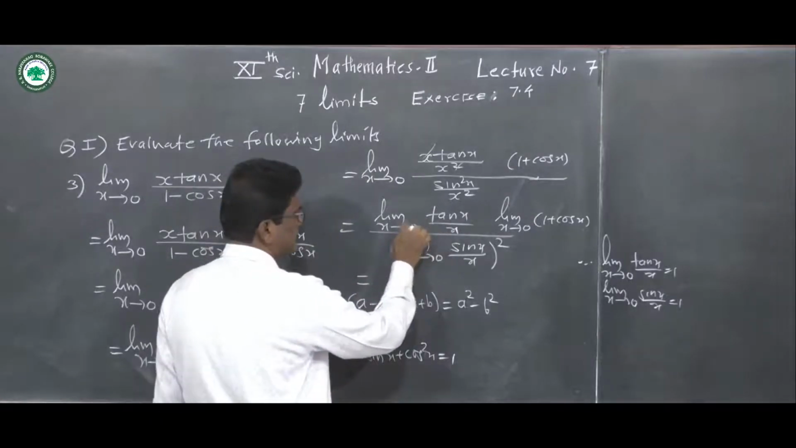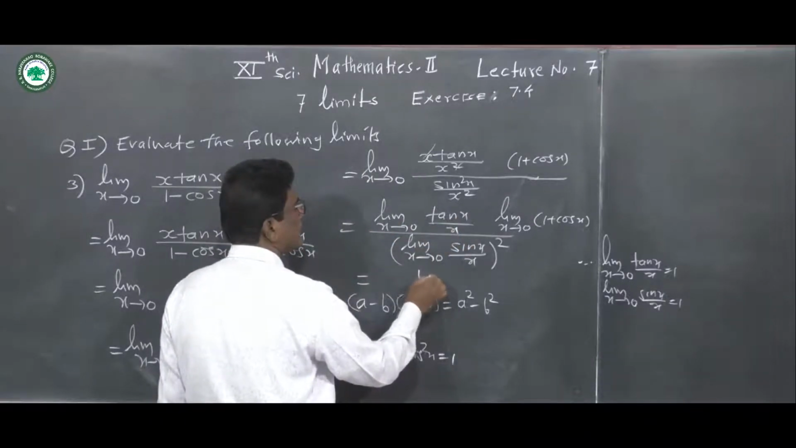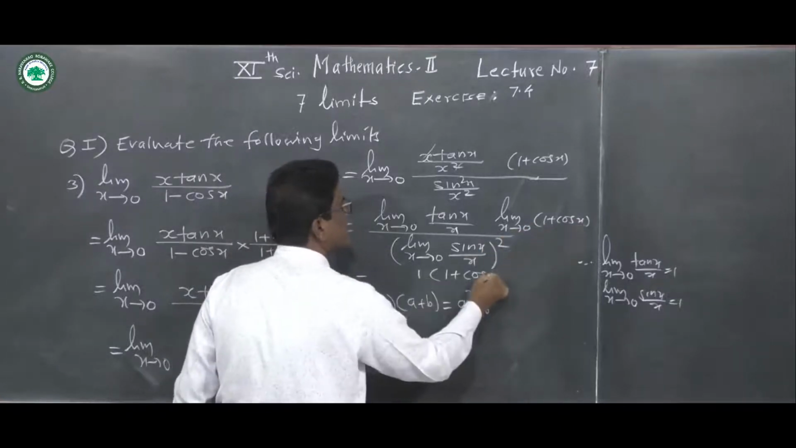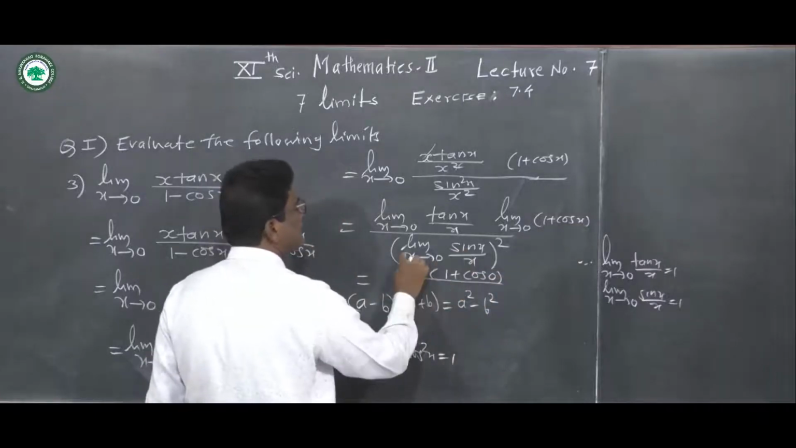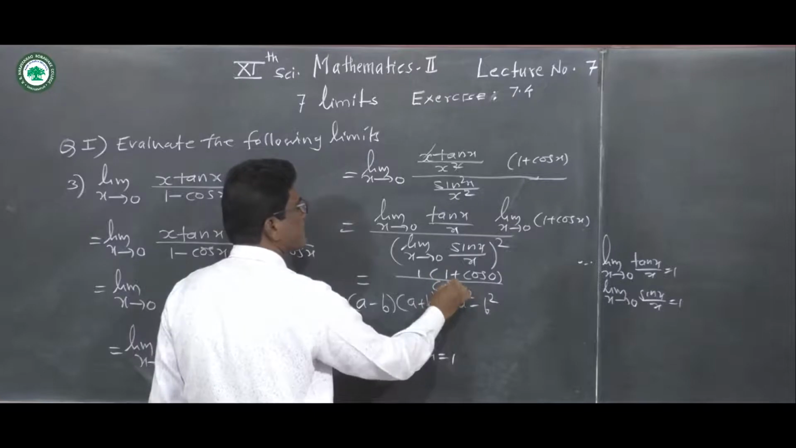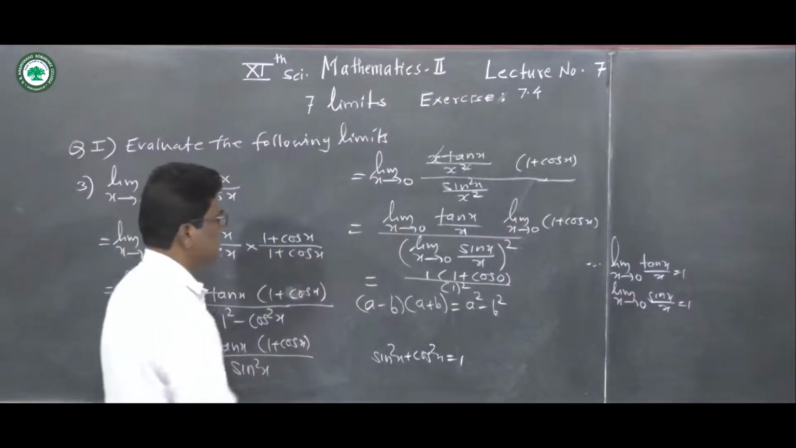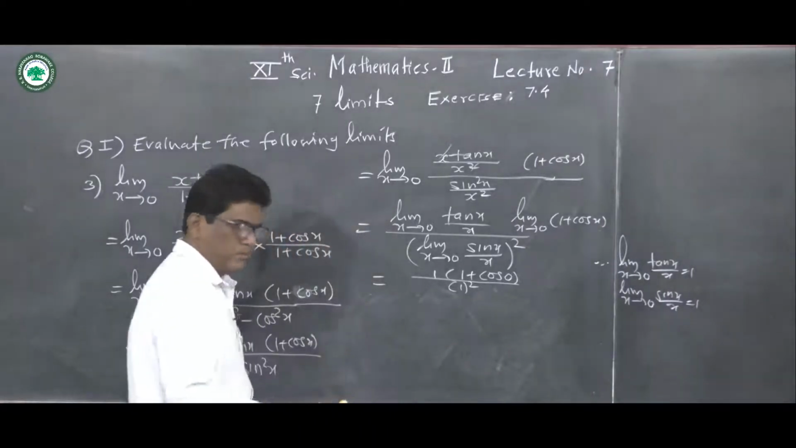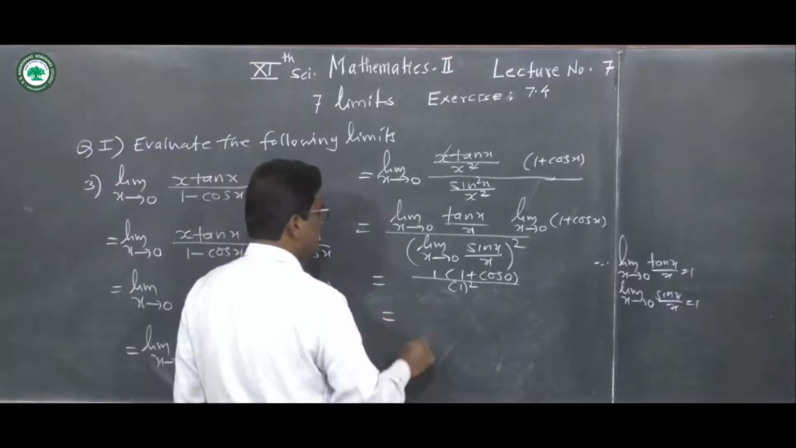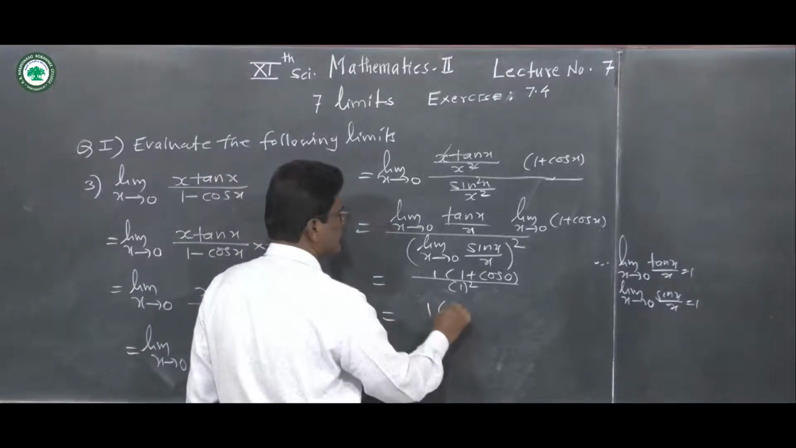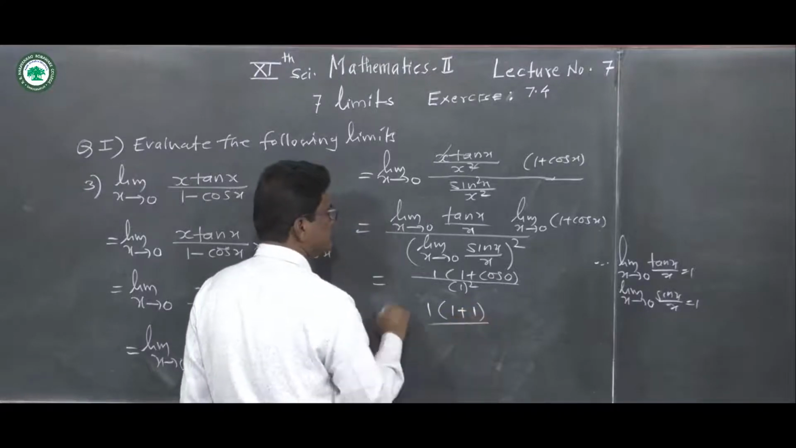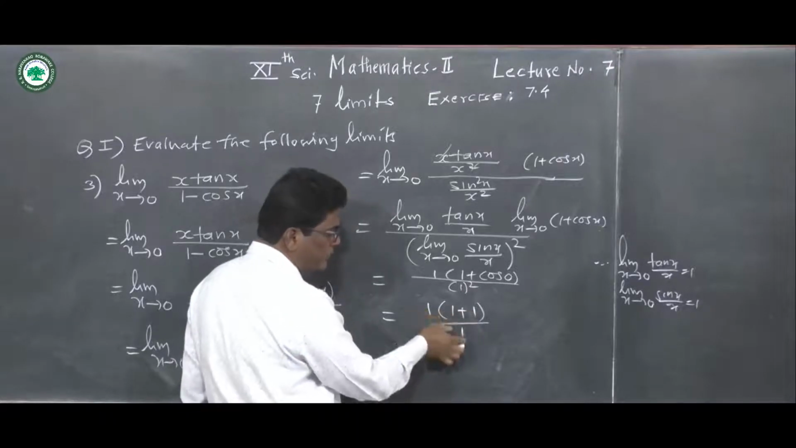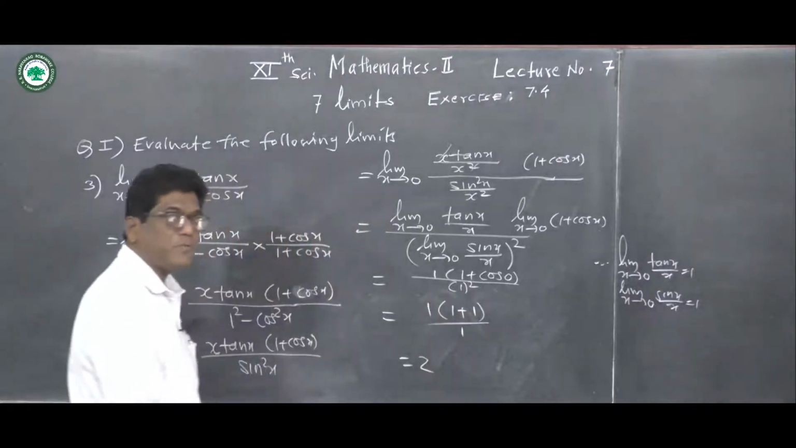So it is equal to 1 into 1 plus cos of 0, putting the value of x as 0, divided by the denominator, which is 1 and it's a square, so 1 square. So it is equal to 1 plus cos 0, which is 1, and 1 square is 1. 1 plus 1 is 2, 2 into 1 is 2, upon 1, that is equal to 2. So the solution of this problem is 2.